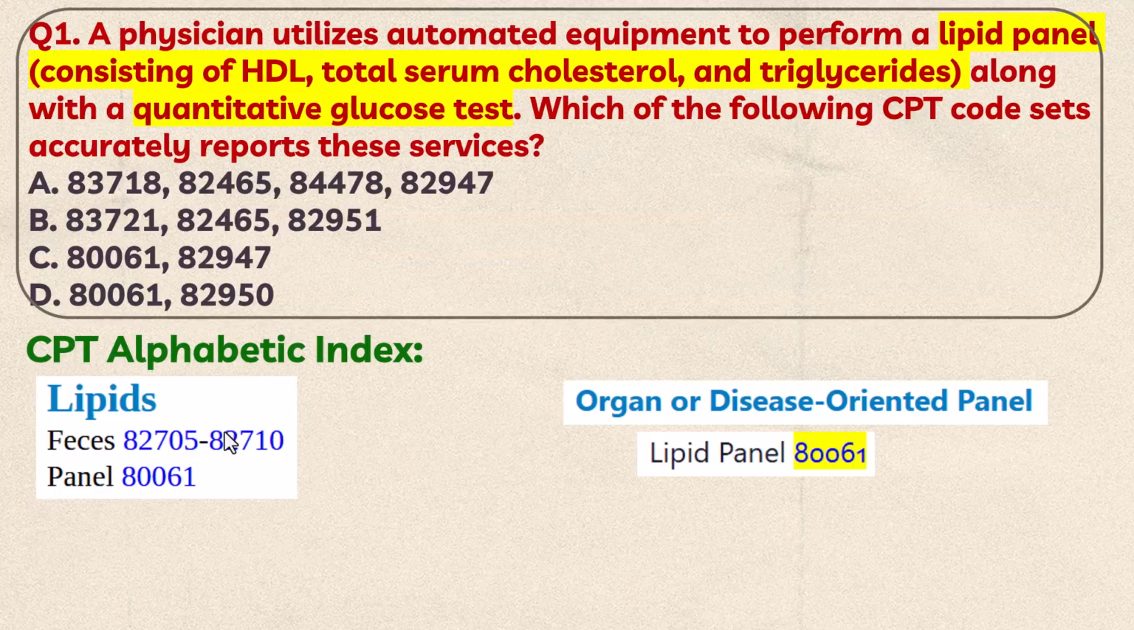Once you go to the alphabetic index, first for lipid panel, go to the main term lipids, then go to the subterm panel. It will lead you to the code 80061. Similarly, you can find the same thing using organ or disease oriented panel, again subterm lipid panel. So both ways you can find the code. 80061, again go to the tabular list and confirm the answer.